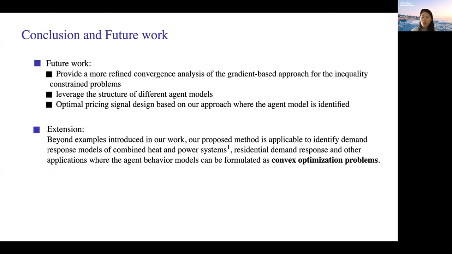So we envision our future work, we can provide a more refined convergence analysis for the agent model with inequality constraints. Also in future work, we can leverage the structure of different agent models. And another interesting direction can be price strategy design, because we can identify the model. Maybe you can decide a better price strategy based on the identified agent model. And our work has many extensions in the real world. Beyond the examples in our work, our proposed methods can be applicable to identify demand response models of many other types. For example, combined heat and power systems, residential demand response, and other applications.